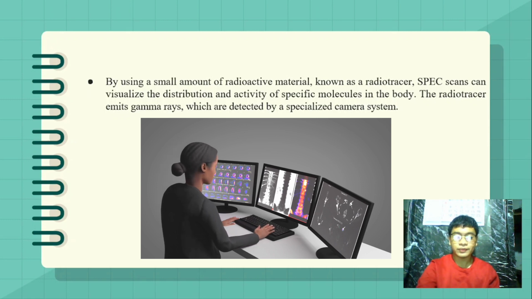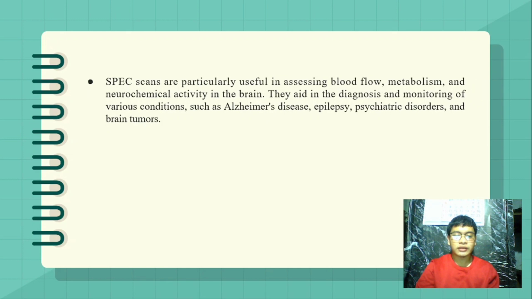within the body. SPECT scans are particularly useful in assessing blood flow, metabolism, and neurochemical activity in the brain. They aid in the diagnosis and monitoring of various conditions such as Alzheimer's disease, epilepsy, psychiatric disorders and brain tumors. By providing functional information, SPECT scans can help healthcare professionals gain a deeper understanding of the underlying causes and effects of these conditions.